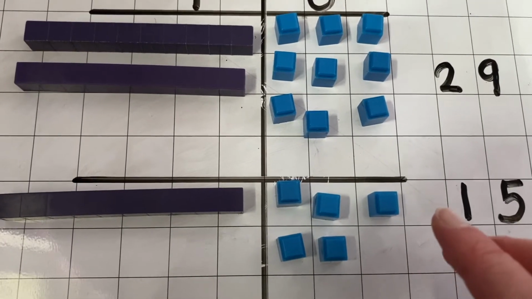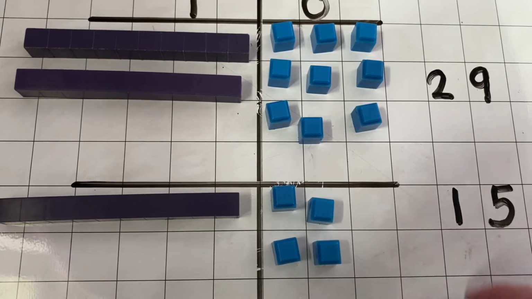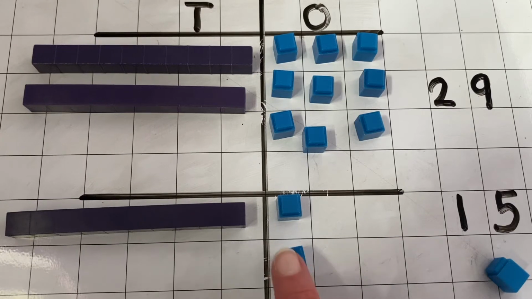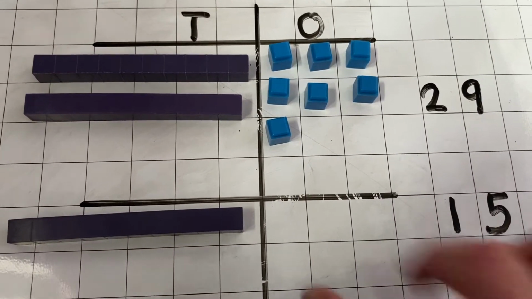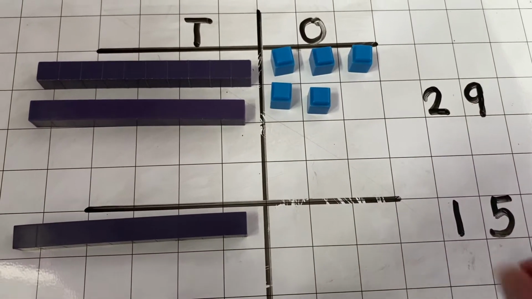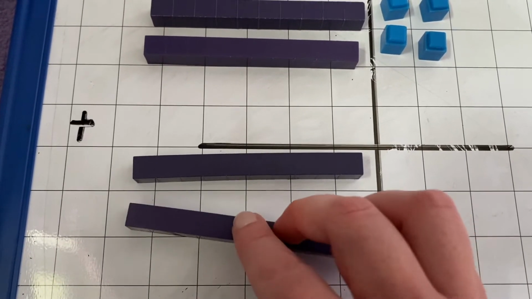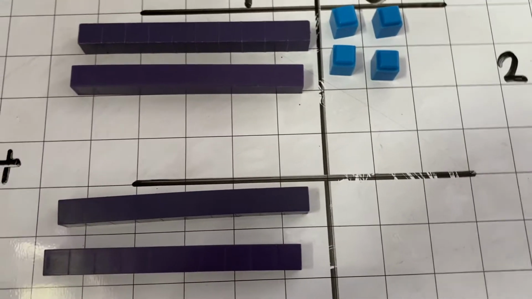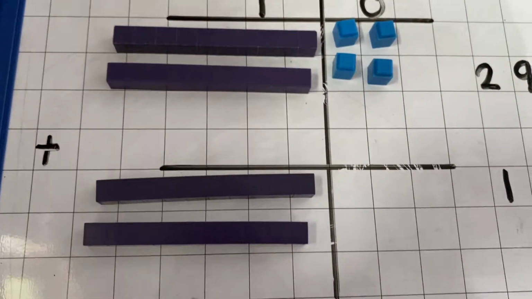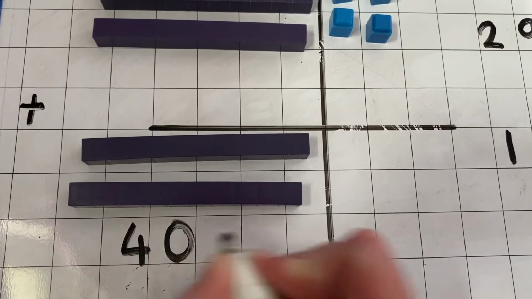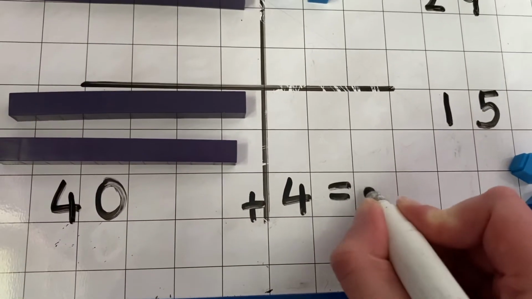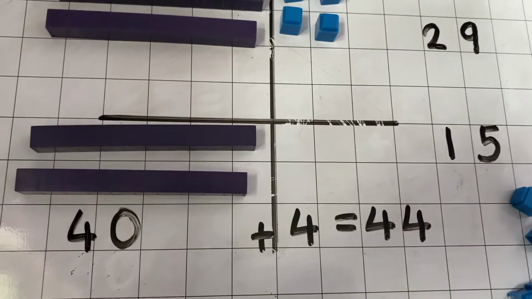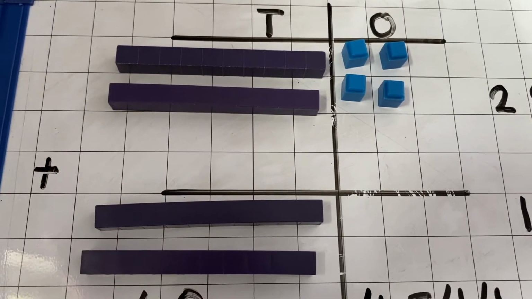If we take away 10 ones, 1, 2, 3, 4, 5, 6, 7, 8, 9, 10, and exchange it for 1 ten rod and put it into the tens column, we have now made the answer 10, 20, 30, 40, add 4 equals 44. Therefore, our answer is 44.